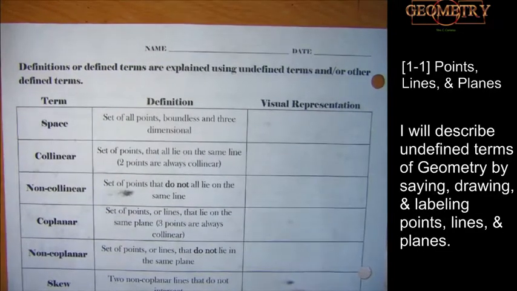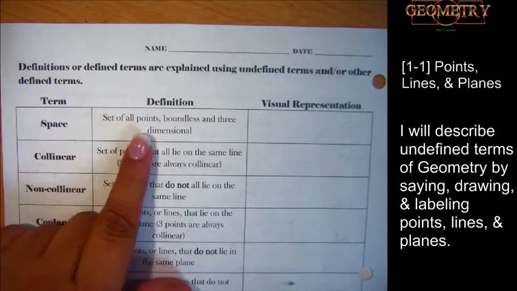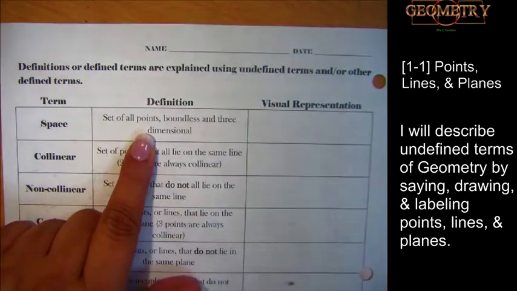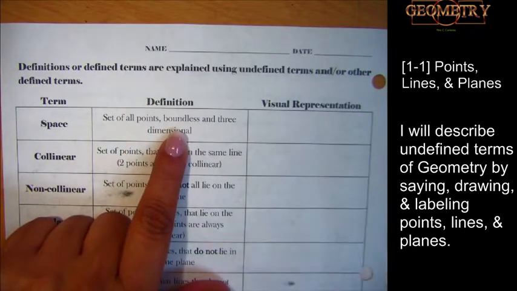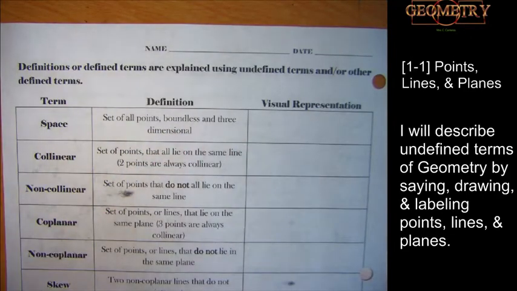Okay? So our first term is going to be space, and the definition is the set of all points, so the group of all the points that we've just created. And it's going to be boundless, so it never ends, and it's three-dimensional, so you have three directions of movement. You could go side to side, you could go up and down, and you can go forward and back. And those are your only three directions in space.